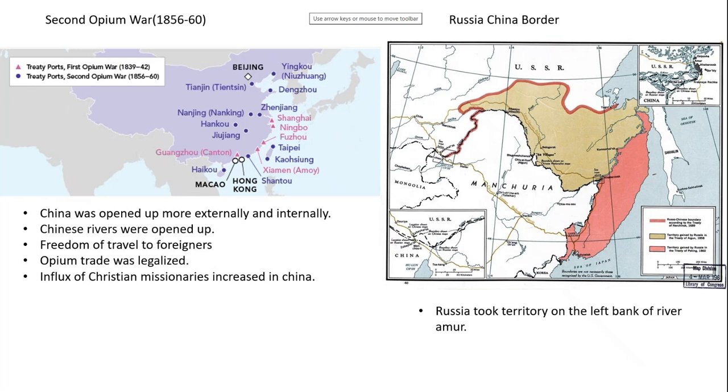During this time, in 1858, Russia also took some territory of China, to the left of the River Amur. You can see this was the territory earlier. This was the border between Russia and China earlier, and now Russia captured this territory to the south of the River Amur. This is the River Amur here. They captured this territory so that they could get access to warm waters, and here you have the Vladivostok port of Russia.